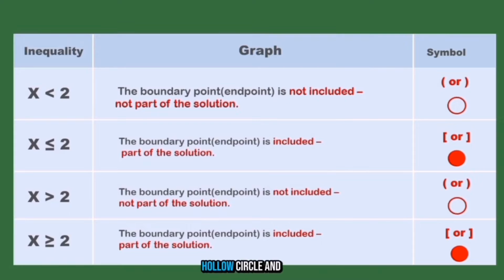Always remember, a hollow circle and parentheses mean not included, while a solid circle and brackets mean included. If the inequality is only less than or greater than, the endpoint is not included. But if it's less than or equal to or greater than or equal to, the endpoint is included.